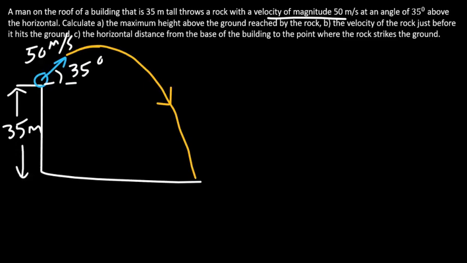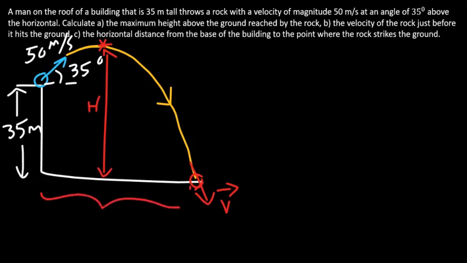The first thing is the maximum height reached. So that is the maximum point, and the height is that distance. Let's call it h. We are also interested in the velocity of the rock just before it hits the ground, meaning at the point of impact, the direction of motion is like that. So what is that velocity, meaning magnitude and direction? And finally, the horizontal distance from the base of the building to the point where it strikes the ground. Let's call it r.